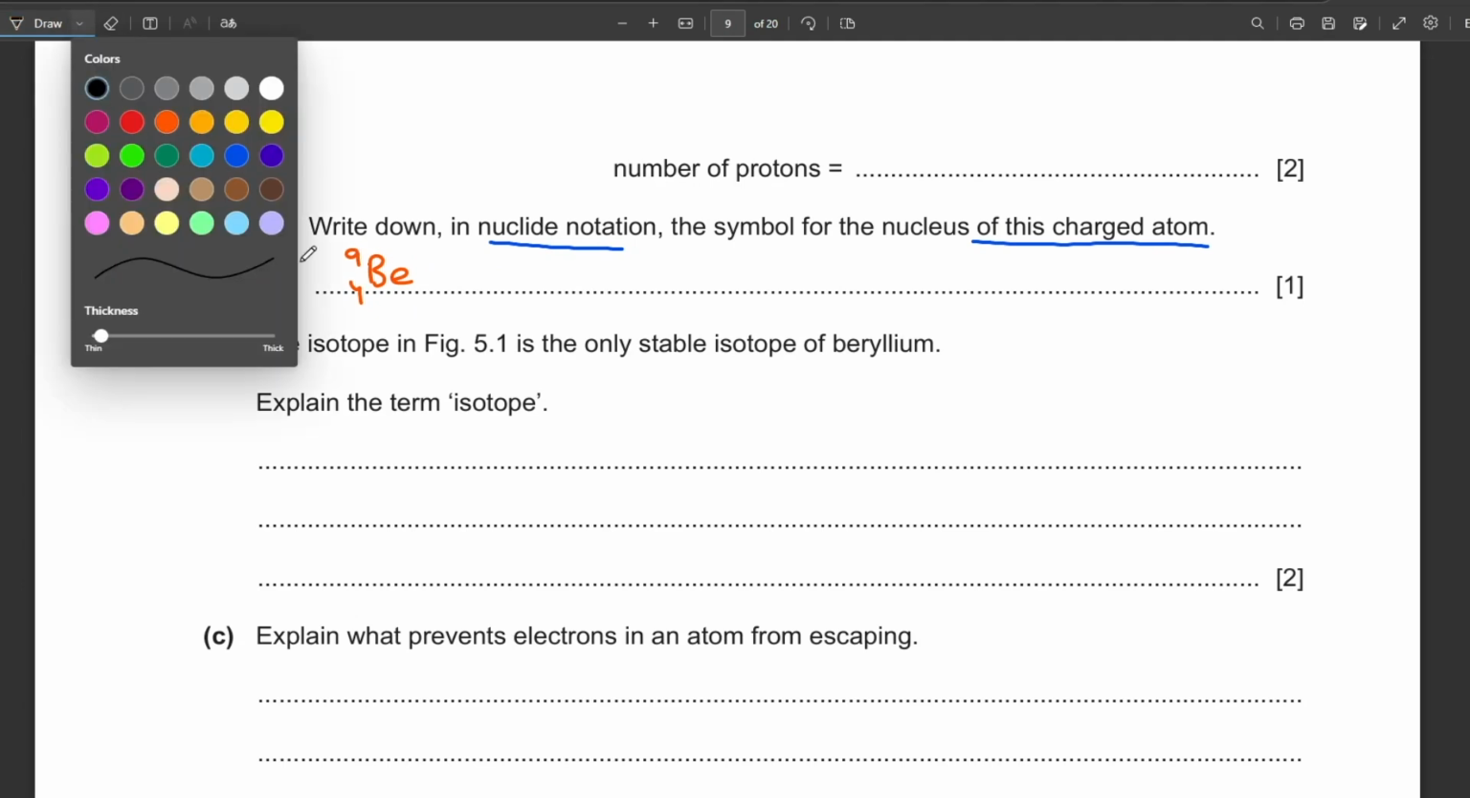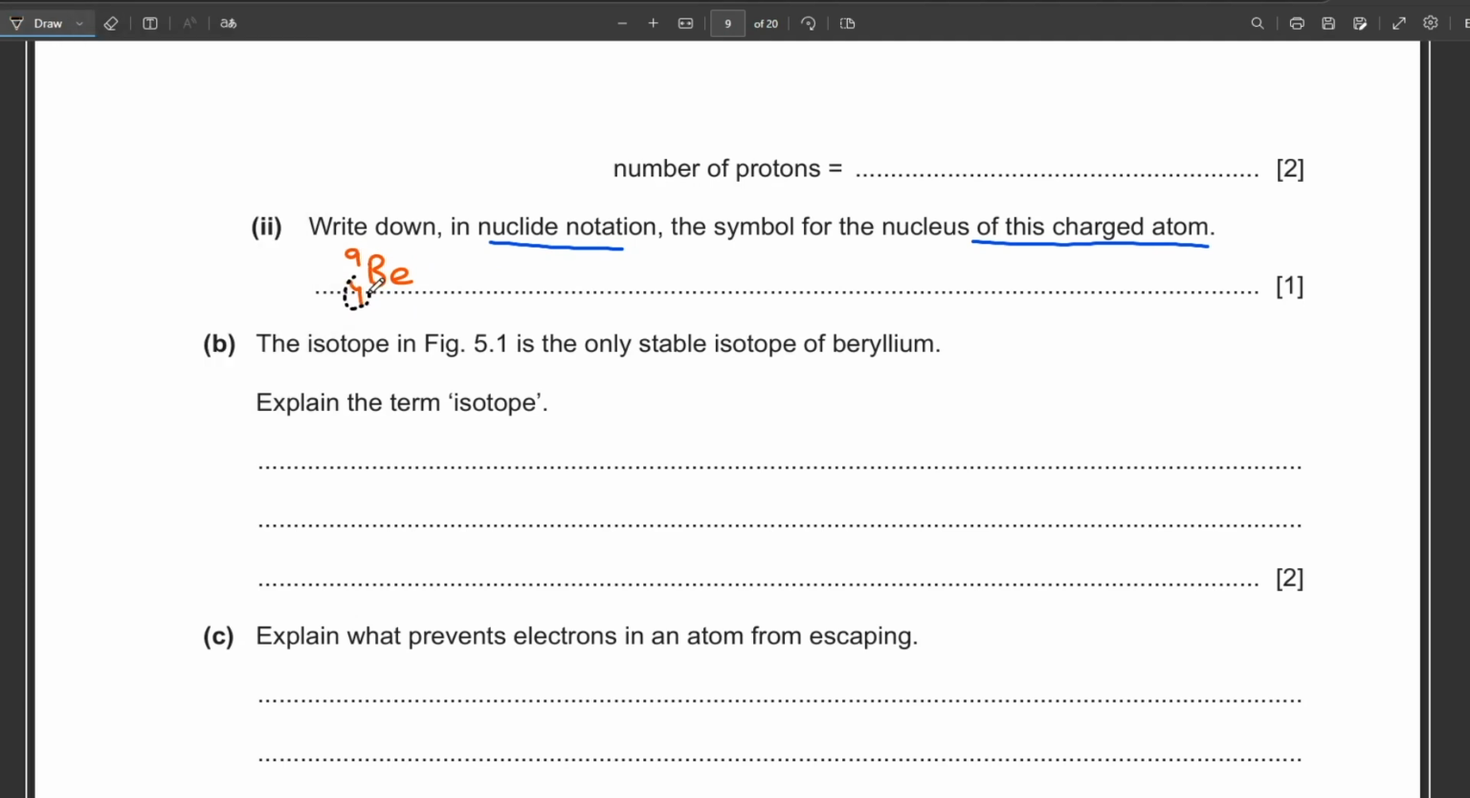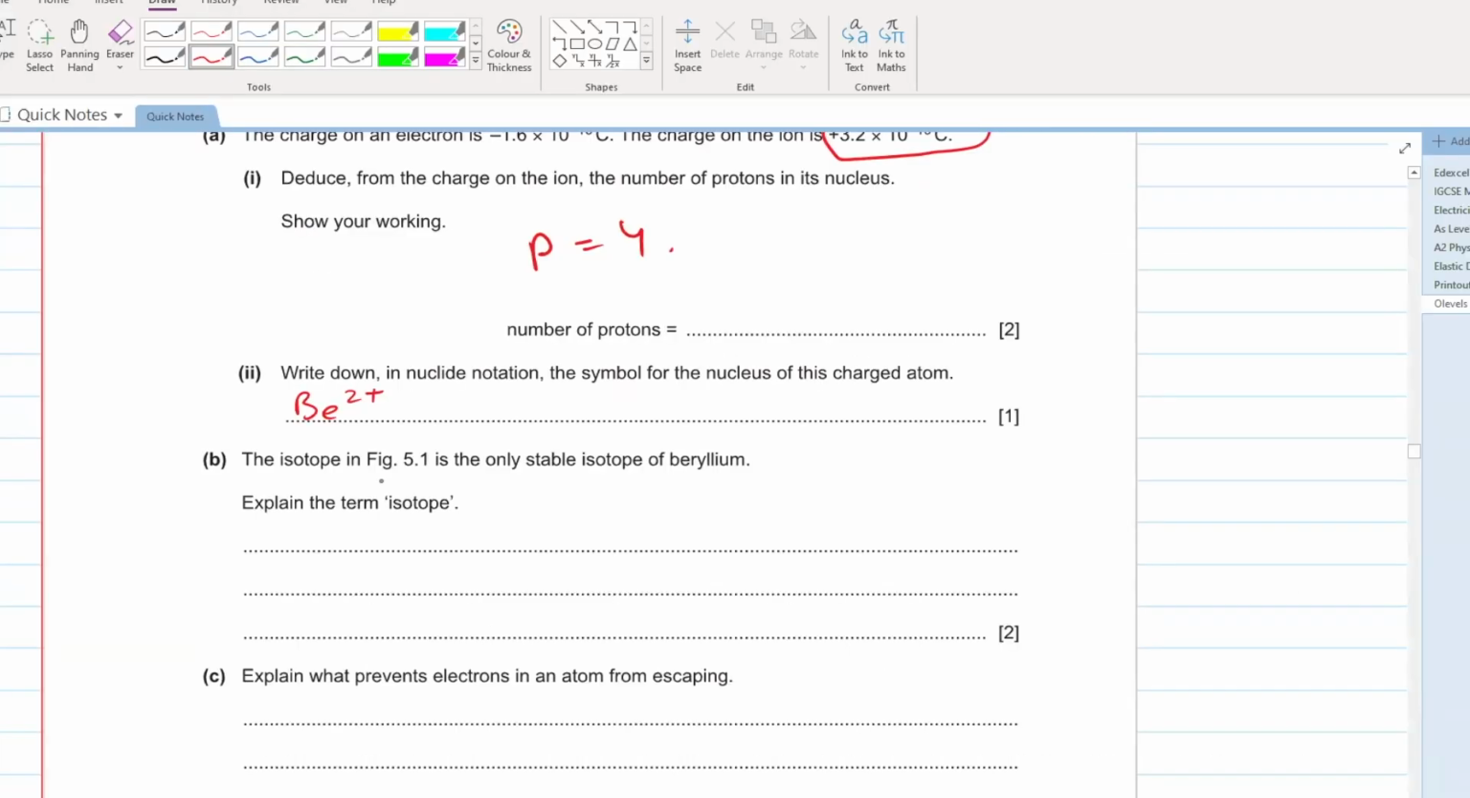Always remember, on the bottom side you have the proton number. On the top side you have the proton plus neutron number. Simple. The isotope in figure 5.1 is the only stable isotope of beryllium. Explain the term isotope. How do we define isotope? Now you can write this definition if you want to. Isotopes are atoms of the same element with the same number of protons but different number of nucleons.